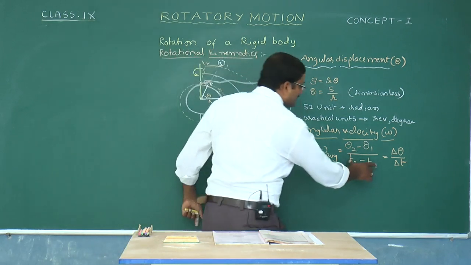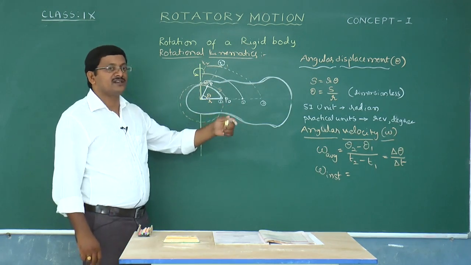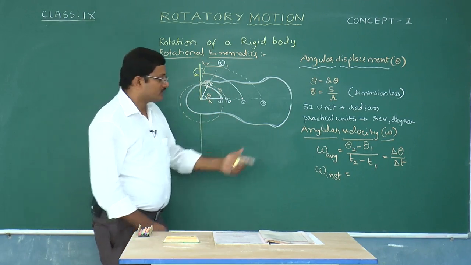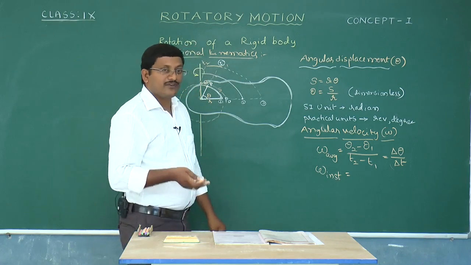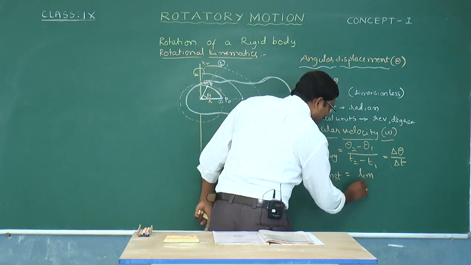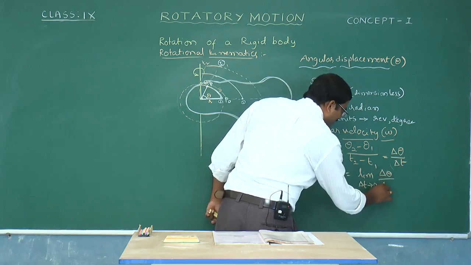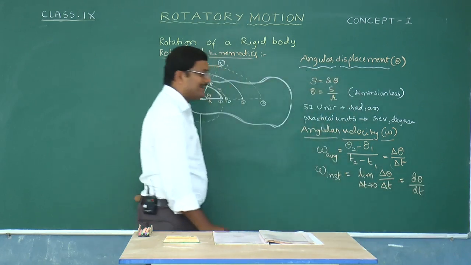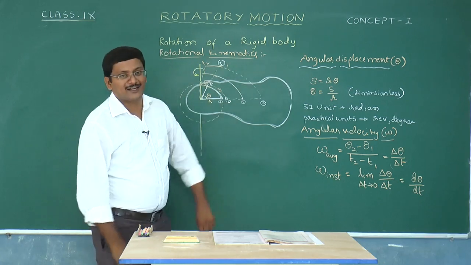What is the meaning of that? This time period should not be big. The time period should be a very small one. At that particular instant means at that particular second, at that point of time. So we have to limit this delta t to a very small value, but not 0. That is why we use limits. Limit delta t tends to 0 of delta theta by delta t, which is represented by d theta by dt. So these are the different types of angular velocities in rotational kinematics.